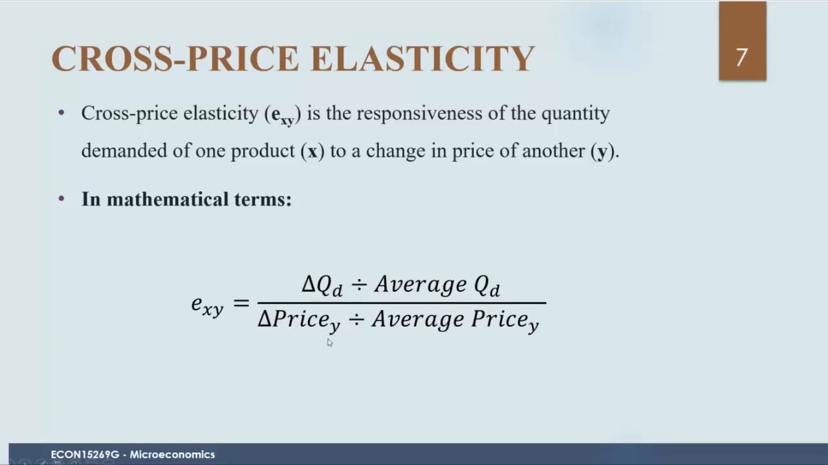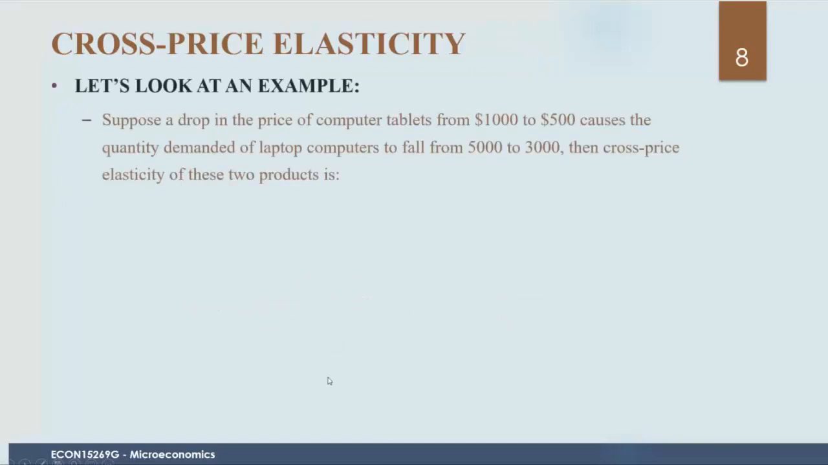An example is the best way to illustrate this. Suppose there's a drop in the price of computer tablets from 1,000 to 500, and this causes the quantity demanded of laptop computers to fall from 5,000 to 3,000. How do we calculate the cross-price elasticity of demand?